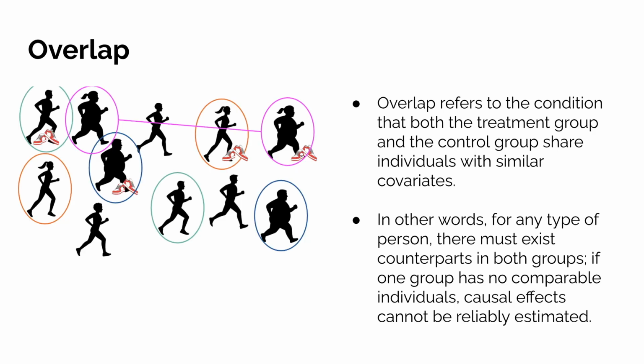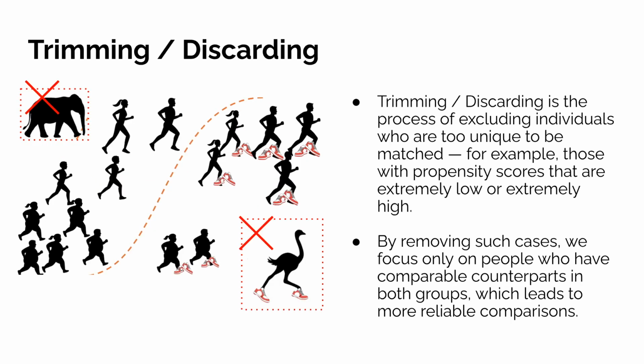Overlap refers to the condition that both the treatment group and the control group share individuals with similar covariates. In other words, for any type of person, there must exist counterparts in both groups. If one group has no comparable individuals, causal effects cannot be reliably estimated. Trimming/discarding is the process of excluding individuals who are too unique to be matched. For example, those with propensity scores that are extremely low or extremely high. By removing such cases, we focus only on people who have comparable counterparts in both groups, which leads to more reliable comparisons.